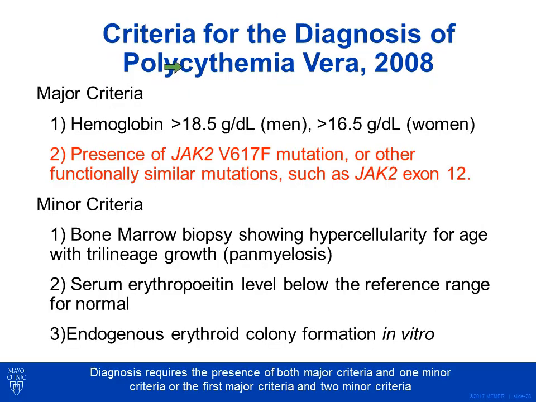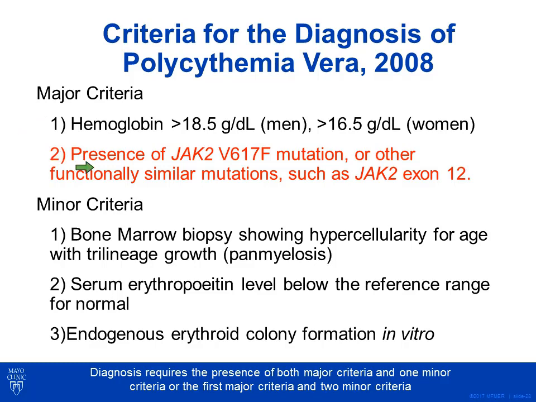Here's the criteria per the WHO classification in 2008, in other words, post-JAK2. And you can see now we only have 2 major criteria and 3 minor criteria. If we have the hemoglobin levels, which we discussed, in the presence of the JAK2 or an exon 12 mutation, plus any one of these 3, the diagnosis is confirmed. And of course, the test for the JAK2 V617F and the exon 12 are readily available to almost anybody to get. So it's greatly simplified the diagnosis of this disorder.